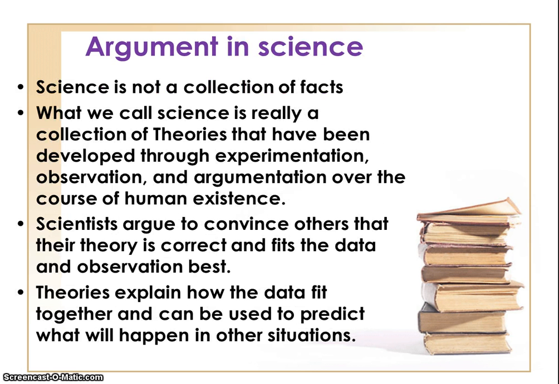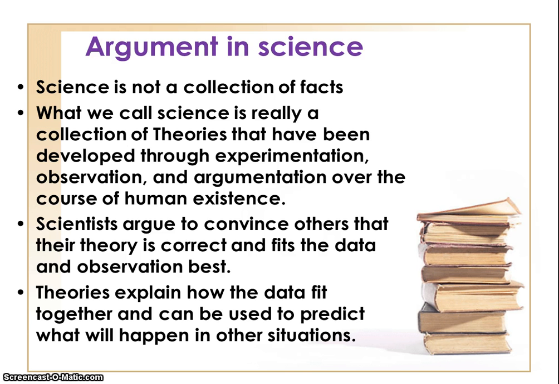All right. So in science, we know that science is not a collection of facts. It's really theories that have been developed through experimentation and argumentation, in which a scientist has convinced everybody else that their position is correct. They've kind of proved it through the evidence and the reasoning, and then that is what becomes the theory or the scientific law. Scientists argue to convince others that they have the correct theory.